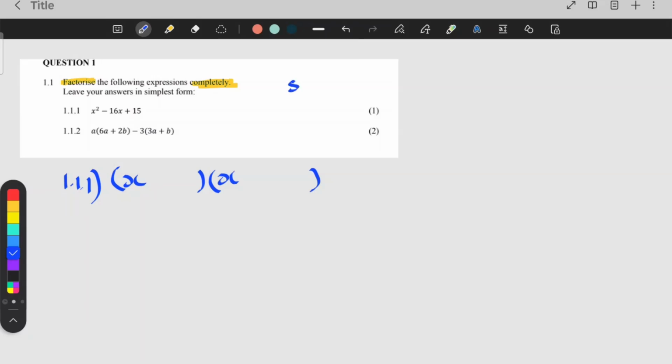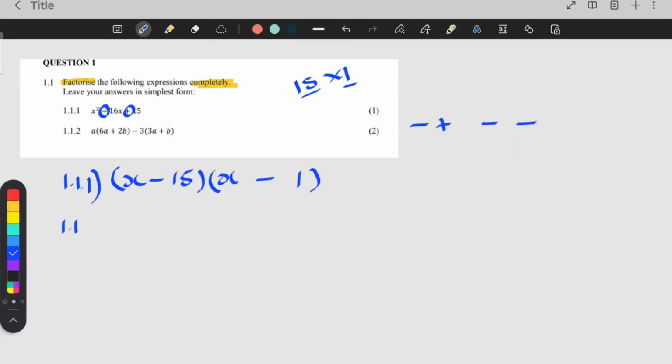Okay? So it's not 5 times 3, because if I add this, it won't give me 16. The only other factors are 15 and 1. If you add this, it will give you 16. So 15 and then 1, biggest number first, and then you do a minus and a minus.